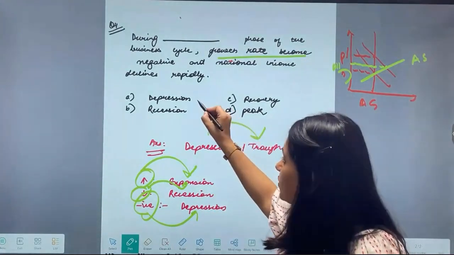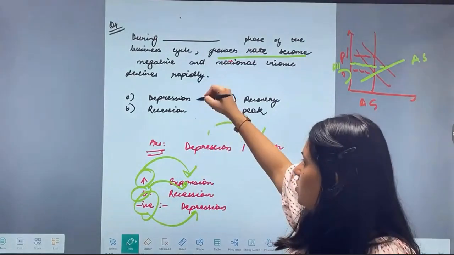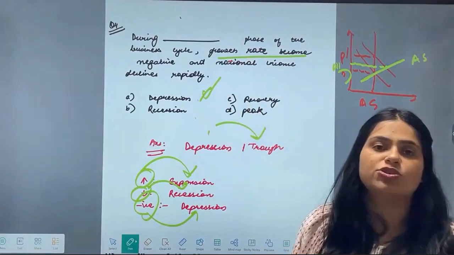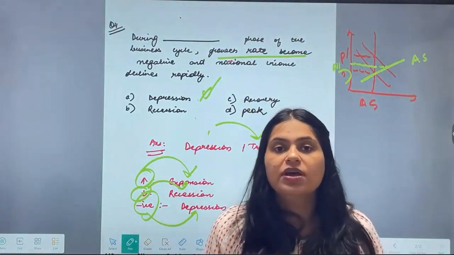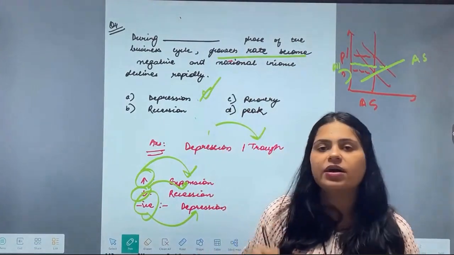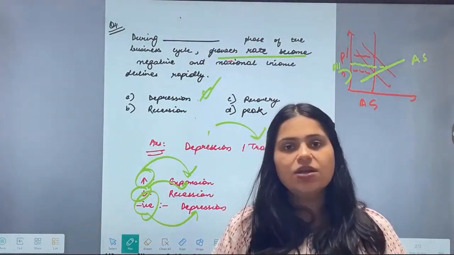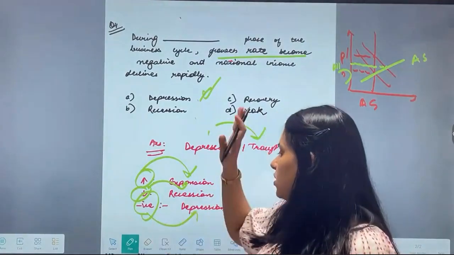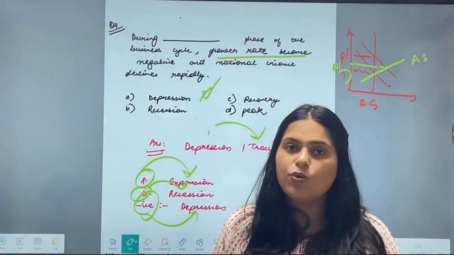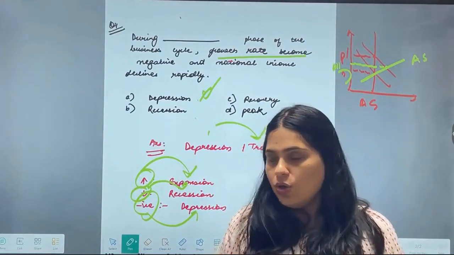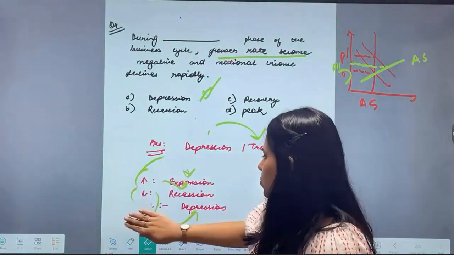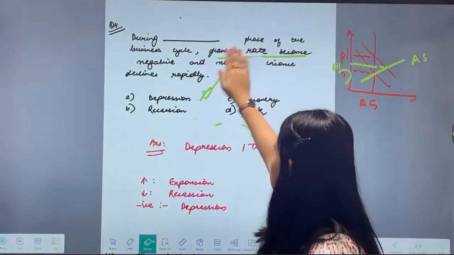So out of depression and recession, the answer to this question will be depression. The minimum point that I have reached in my economy happens at A. So the answer to this question should be depression. Please try to understand the concepts well. Okay, we'll move on to the next question.